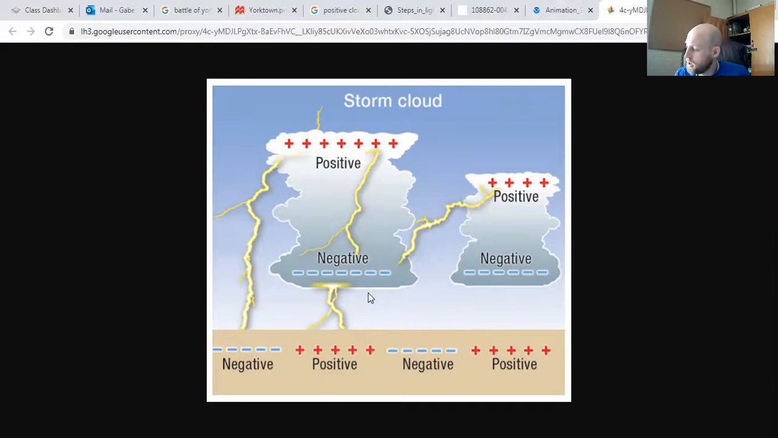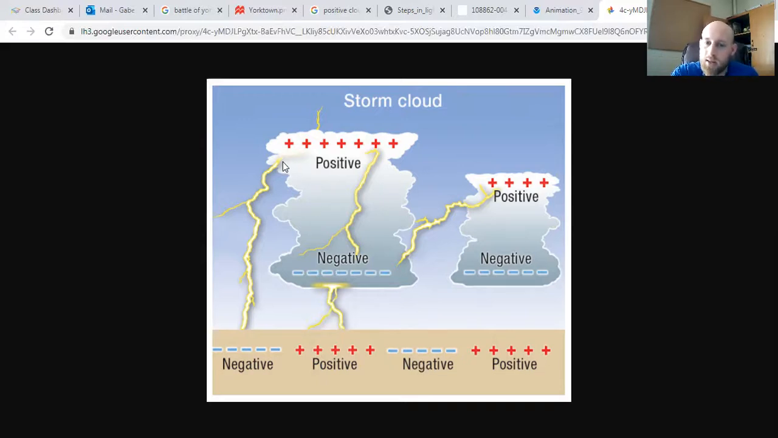So the one we had been talking about is called a negative cloud to ground. So that's this one right here. We have a negative strike going from the negative part of the cloud to the ground. Okay, it's simple. That's what we talked about. Most common one that we would see.